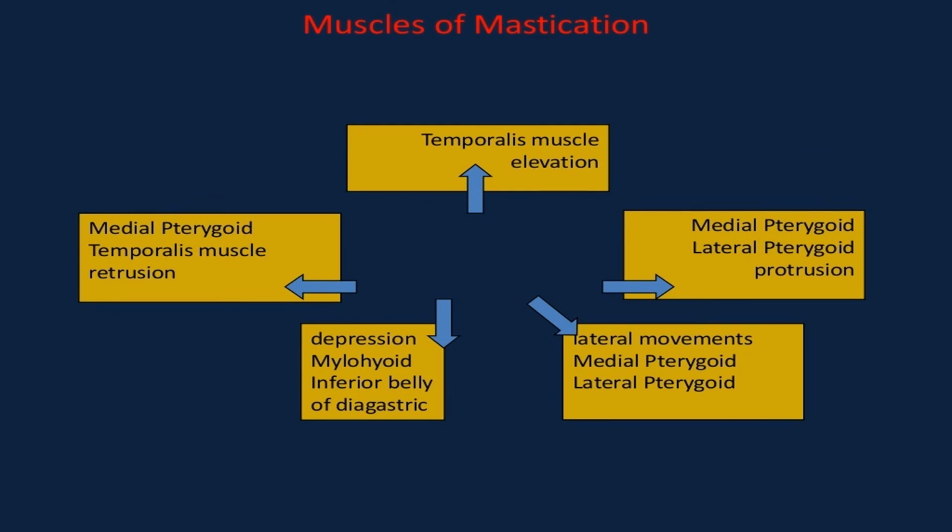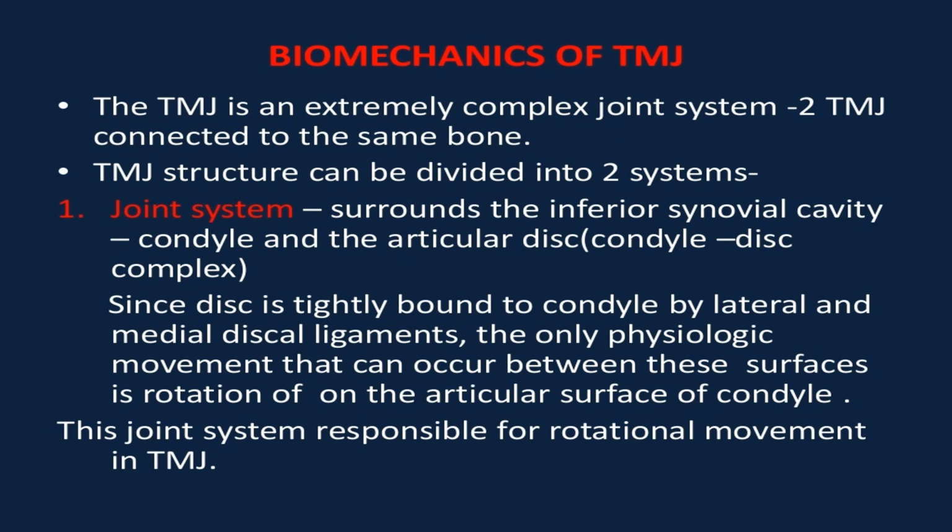86. Muscles of mastication: elevation: temporalis muscle, medial pterygoid. Protrusion: lateral pterygoid, medial pterygoid. Retrusion: temporalis muscle. Depression: mylohyoid, inferior belly of digastric. Lateral movements: medial pterygoid, lateral pterygoid.